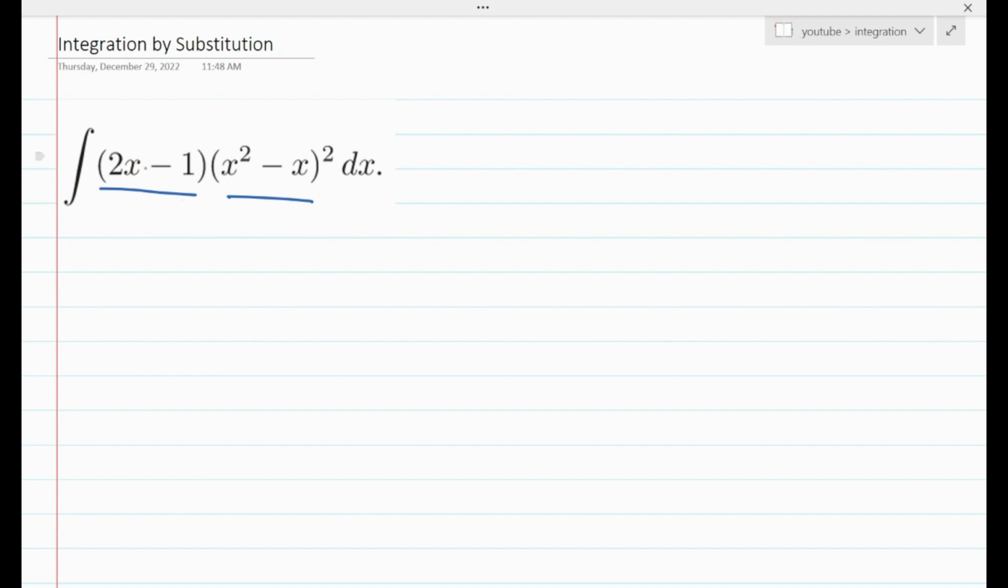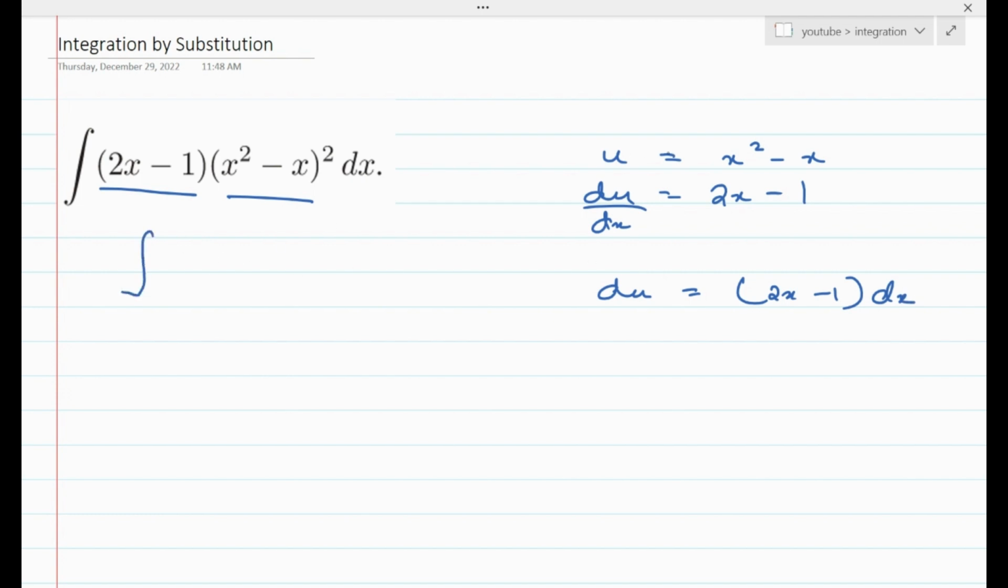So in this case, we would be using the substitution u is equal to x square minus x. Then du by dx would be 2x minus 1, or we can write du is equal to (2x minus 1) dx. Now, when we plug back in the values, this would be du, and then (x square minus x) would just be u, so the integral is u square du. Basic integration of this would just be u cube by 3 plus c.